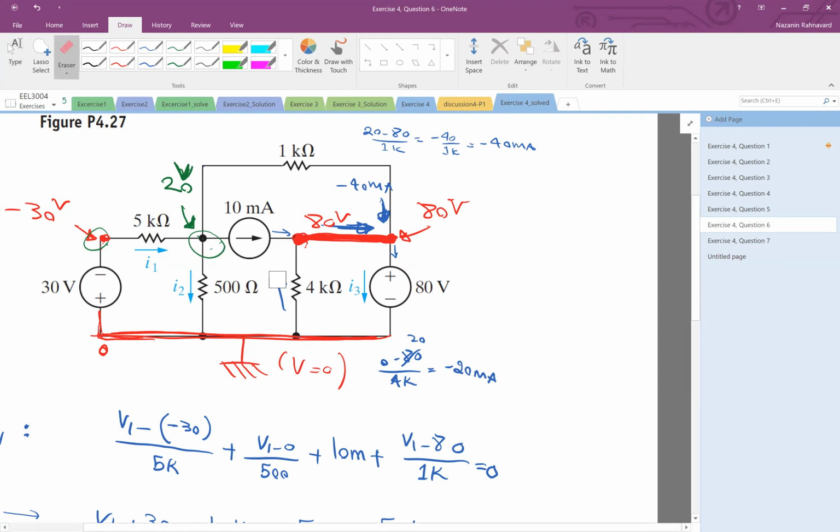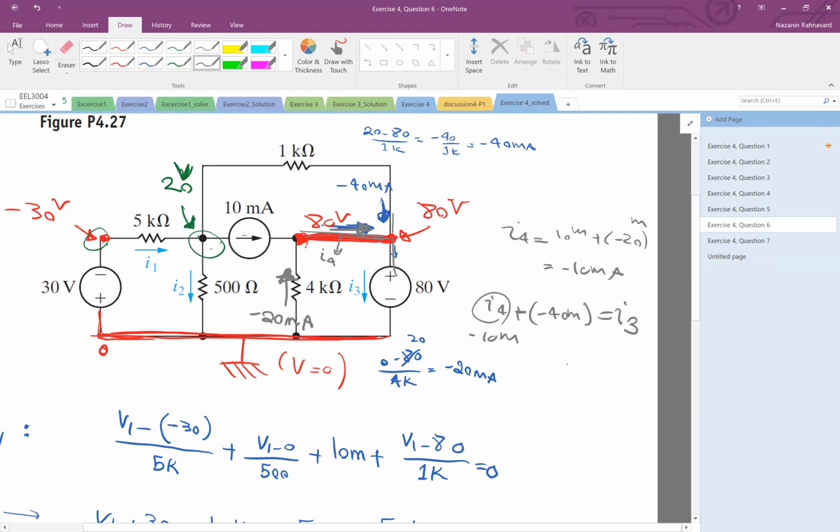So let me change the color here. Negative 20 milli, 10 milli. If I call this I4, the I4 is equal to the summation of this 10 milli and negative 20, so negative 10 milliamp is I4. And then I4 plus this current plus that current is equal to I2.